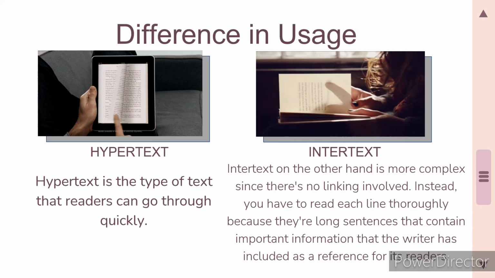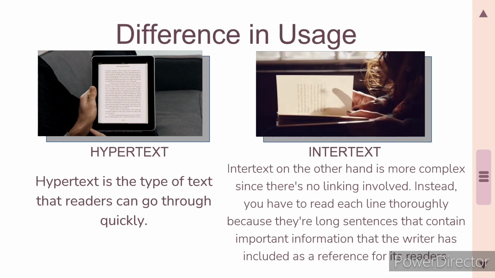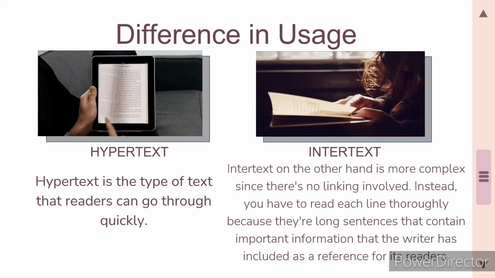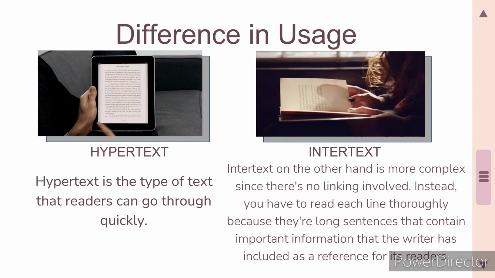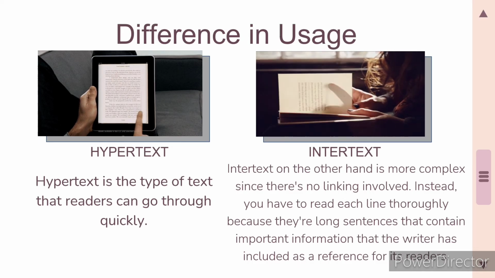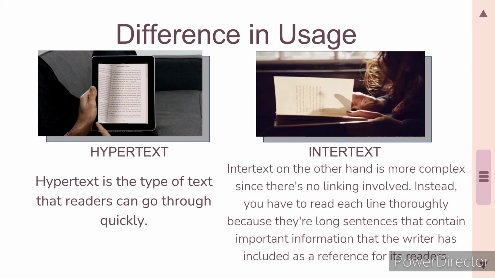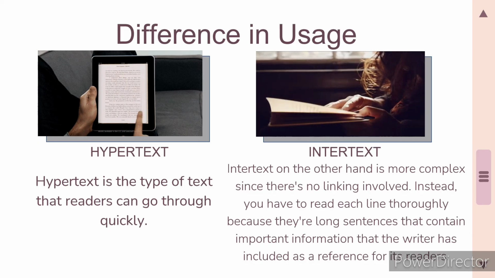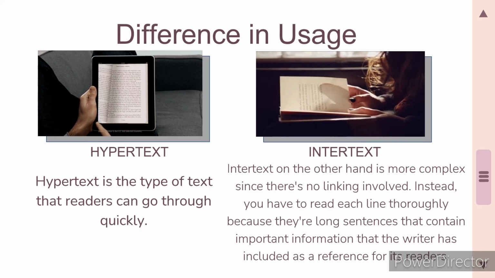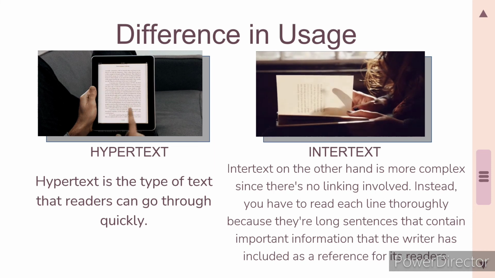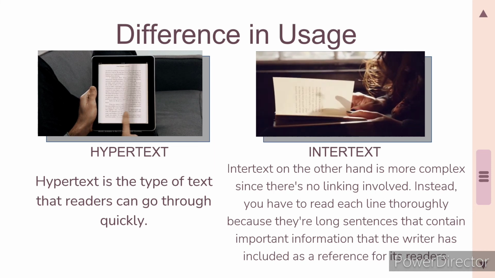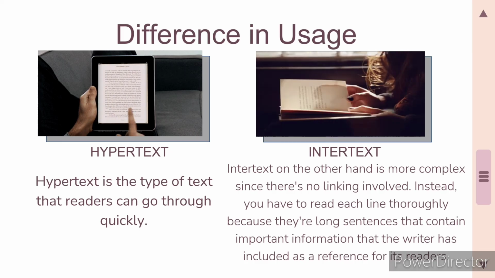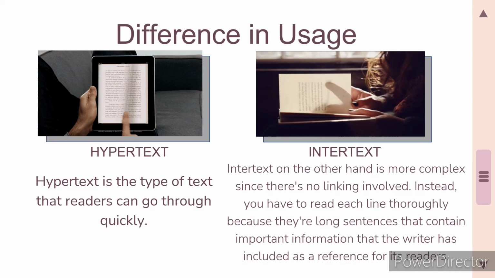Next one is difference in usage. Hypertext is the type of text that readers can go through quickly. It is easy to navigate and helps users get an idea about what the article or page might be talking about without reading everything in detail. They link to other useful resources that can be used to get in-depth information about the topic. On the other hand, intertext is more complex since there is no linking involved. Instead, you have to read each line thoroughly because they are long sentences that contain important information that the writer has included as a reference for the reader.